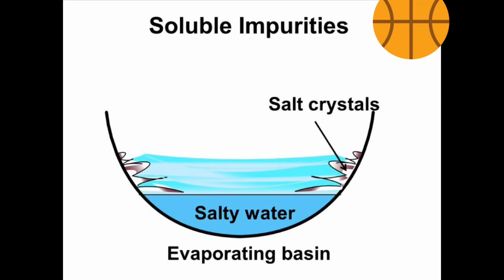How do we remove soluble impurities? Soluble impurities like salt cannot be removed by the method shown earlier, like sedimentation or filtration, as they get dissolved in the water. Let us see a method to remove soluble impurities. In this process, we boil the water. The water evaporates to become water vapor. The salt is left behind. This process of changing water into water vapors is called evaporation.